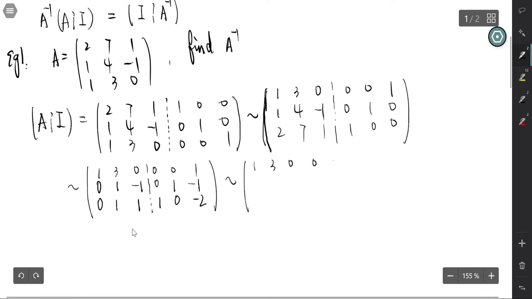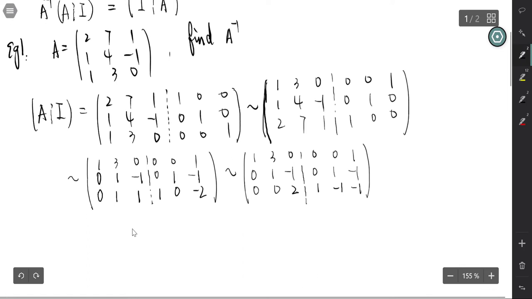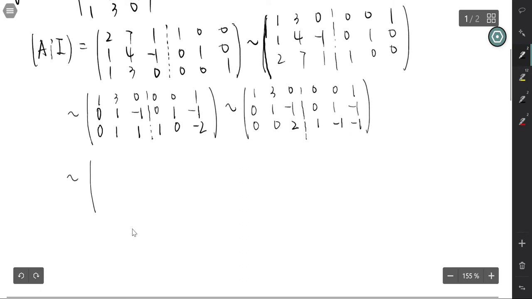And then the third row subtract the second row. That is 0, 0, 2, 1, -1, -1, since -2 minus -1 is -1. And then divide the third row by 2. These two rows are not changed, and the third row is 0, 0, 1, 1/2, -1/2, -1/2.